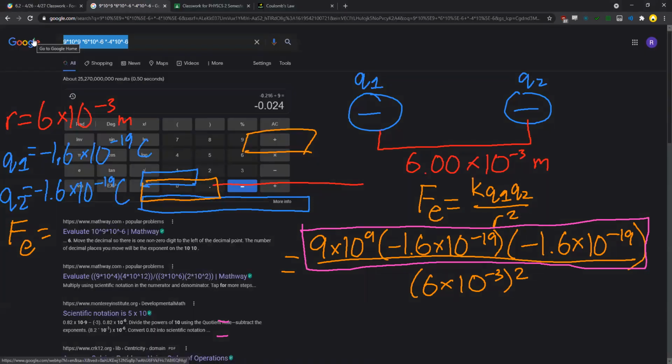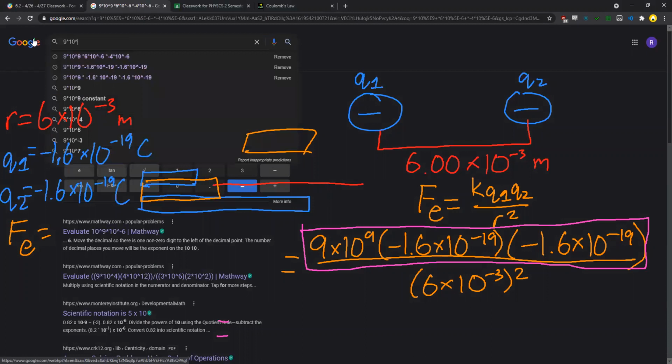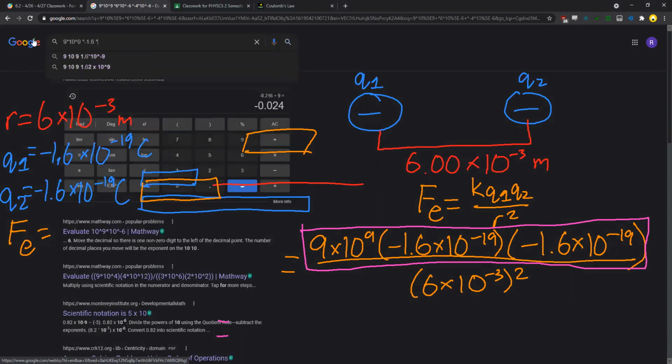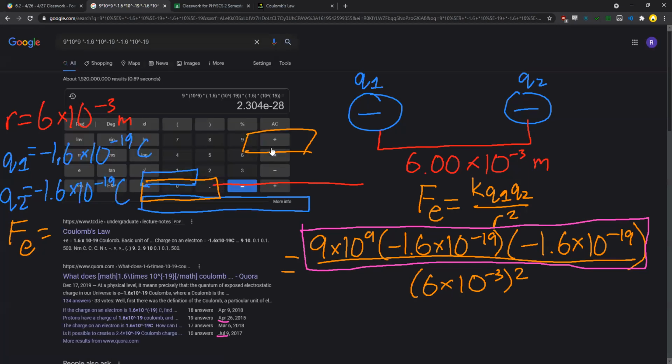So we're going to do 9 times 10 to the 9 times negative 1.6 times 10 to the negative 19 times negative 1.6 times 10 to the negative 19. And when you multiply that entire top part, we get 2.3 times 10 to the negative 28.